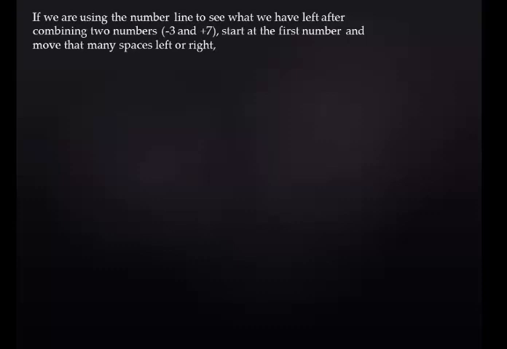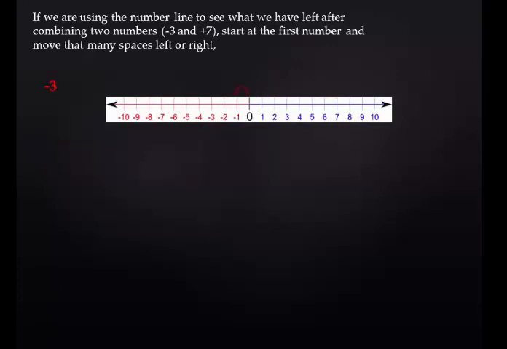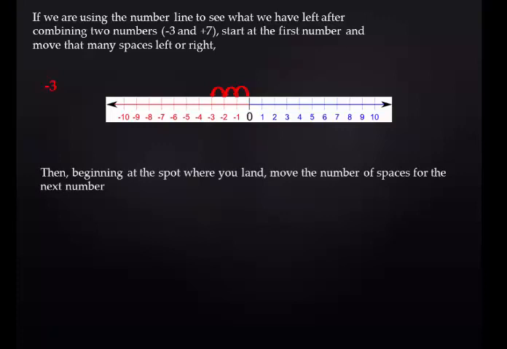If we want to use the number line to see what we have after we combine two numbers, -3 and +7, we start at the first number and we move that many spaces left or right. So I want to move 3 spaces to the left because I have a -3. Then wherever I land, I move the number of spaces for the next number. So if it's negative, I keep moving to the left. If it's positive, I start moving to the right. So since I have a +7, I move 7 spaces to the right, and that lands me on 4. So -3 and +7 combined will give us a +4.